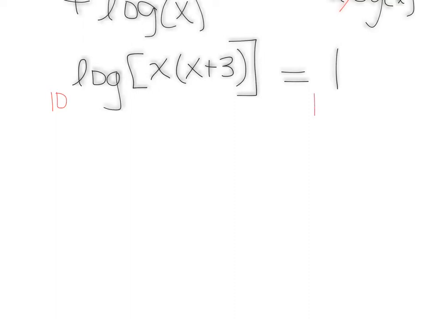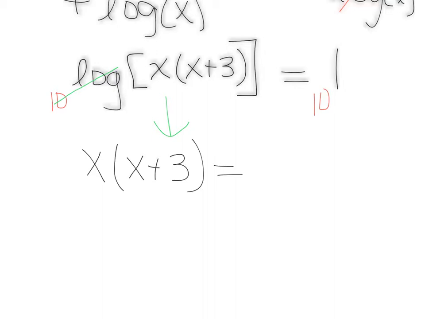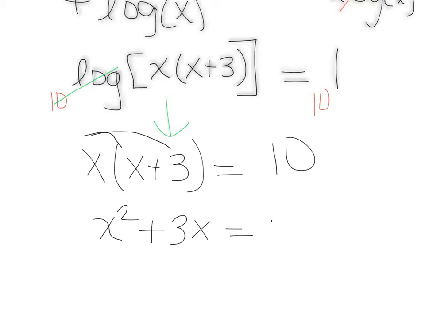But what you do to one side, you have to do to the other. So 10 to the log gets rid of itself, leaving us with x times x plus 3 equals, and 10 to the first power is simply 10. So I'm going to do some simple distribution here, and I'm going to say, okay, well, this is x squared plus 3x equals 10. And now I've got a quadratic.